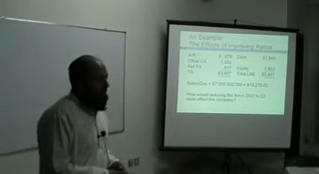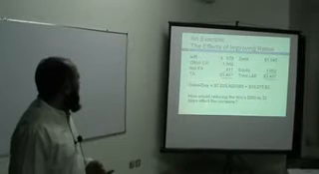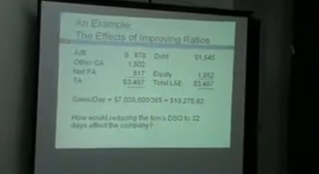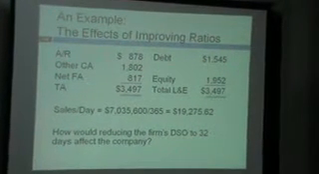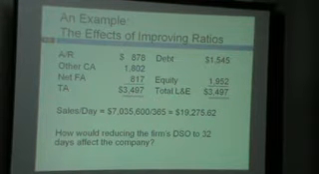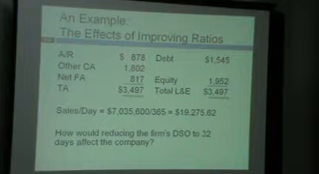Okay, now we are going to see one example of what could be the effects of improving ratios, how if we improve certain ratios, they can affect our financial statements. Let's suppose this is just an example. There is a company in which accounts receivable are $878, other current assets other than accounts receivable are 1802, net fixed assets minus depreciation are 817, total assets are 3497. Now if you look at the other side of the balance sheet, there is debt of 1545 and equity of 1952, so total liabilities and equity is 3497.